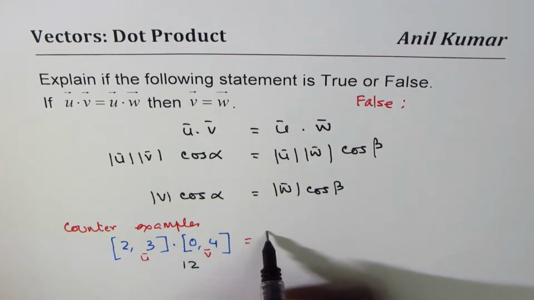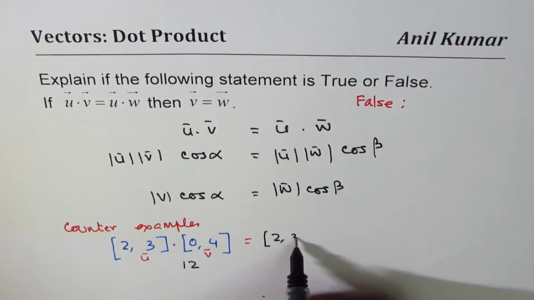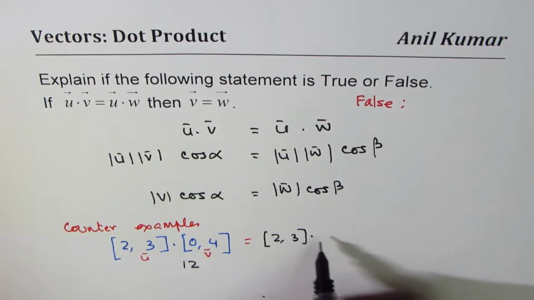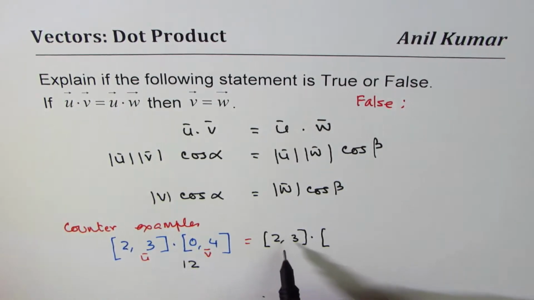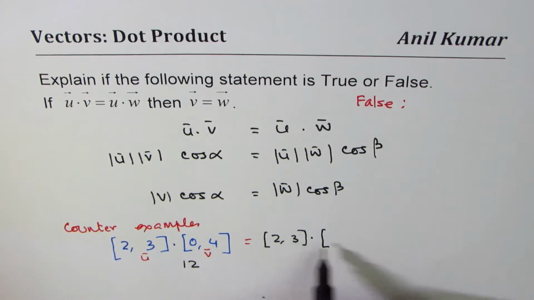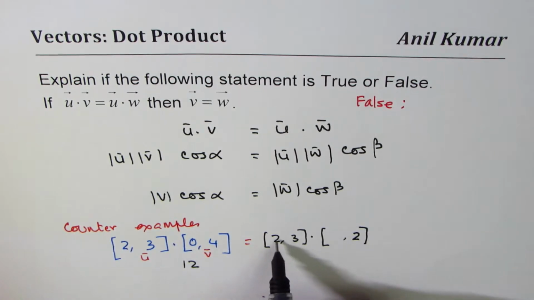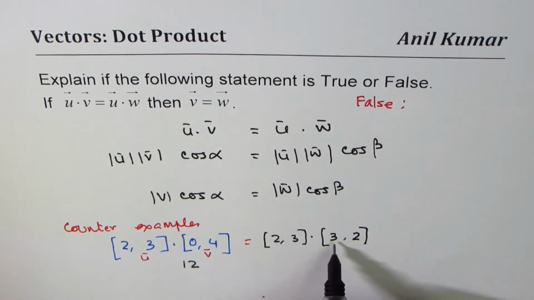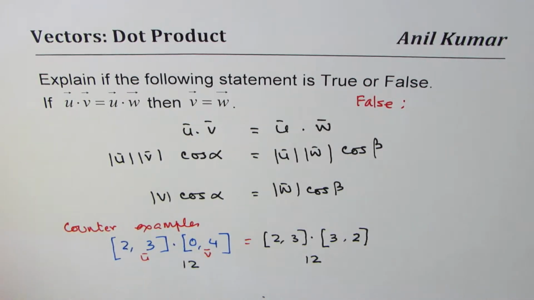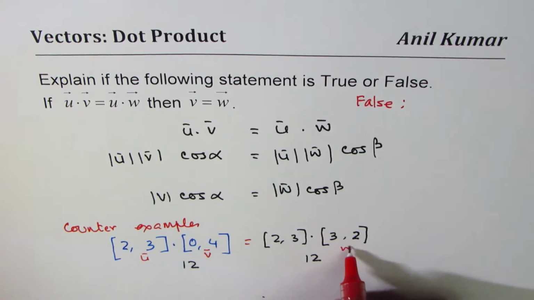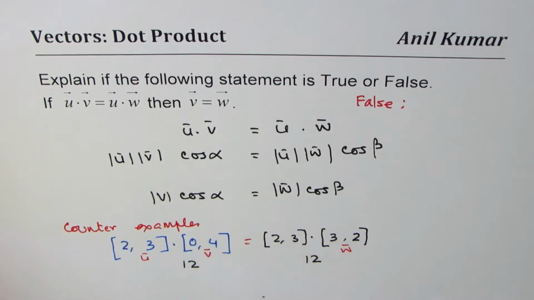So I'll write again a vector u, which is same as 2 and 3. And to get the result 12, I could get 3 times 2 is 6, and 2 times 3 is also 6. Do you see? So I could get this also as 12. You get an idea, right? So in this case, what you clearly see is that the vectors w and v are not the same. Their dot product with u is 12. That is very important to understand.